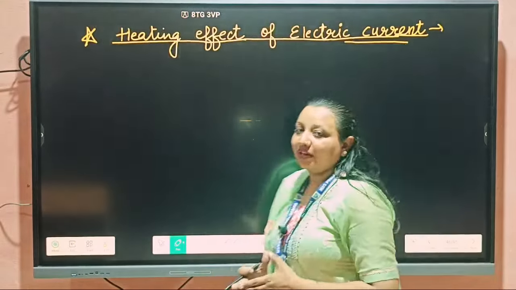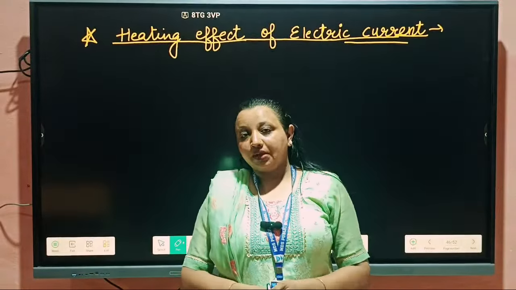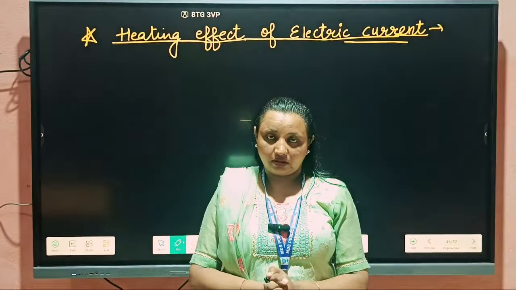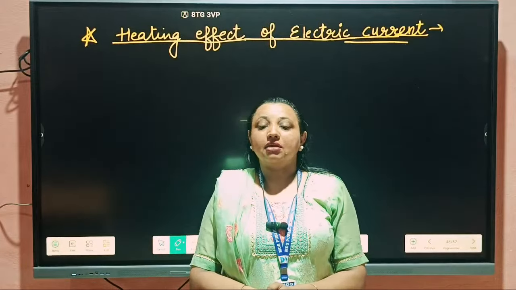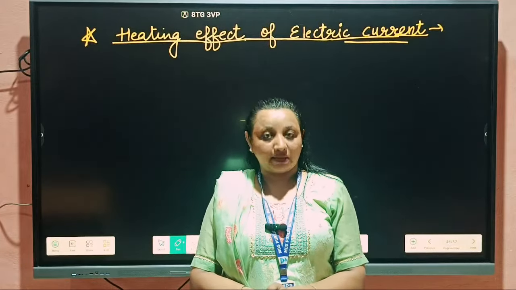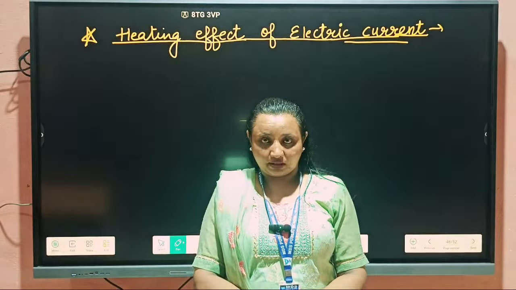Next is heating effect of electric current. As we mentioned earlier in the starting of the chapter, there are three effects of electric current. Number one, heating effect of electric current. Second, magnetic effect of electric current. And third one, chemical effect of electric current. Here we only talk about the heating effect of electric current.